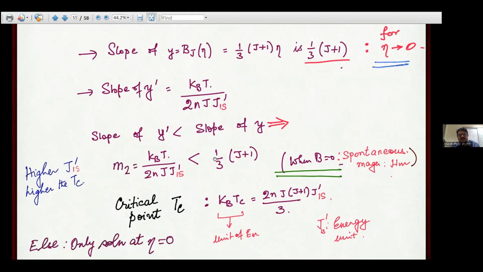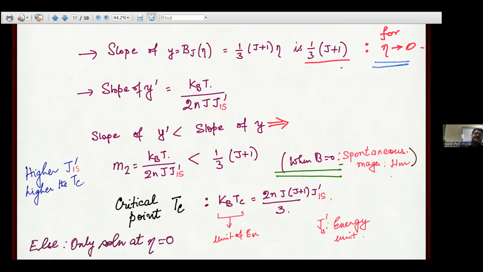And when you equate these two slopes, the value of kBTc, in units of energy, that you get is 2n J plus 1. All that I have done is basically rearrange terms. I've put this equal to and written kBT equal to. So kBTc equal to 2n (J+1) J Ising by 3. So this is your critical point as per the mean field approximation of the Ising model.